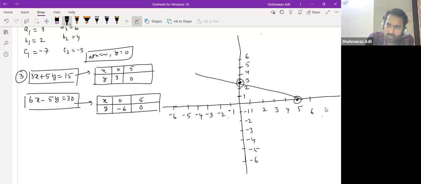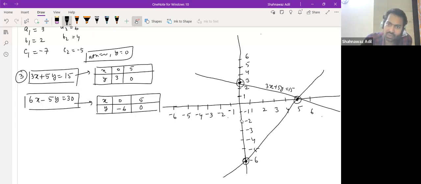Okay, so this is what equation? 3x plus 5y equals 15. And then we have (0, -6). So this is 0 and minus 6 here. And then we have (5, 0). Both are the same point. So (5, 0). Right, so this one is.